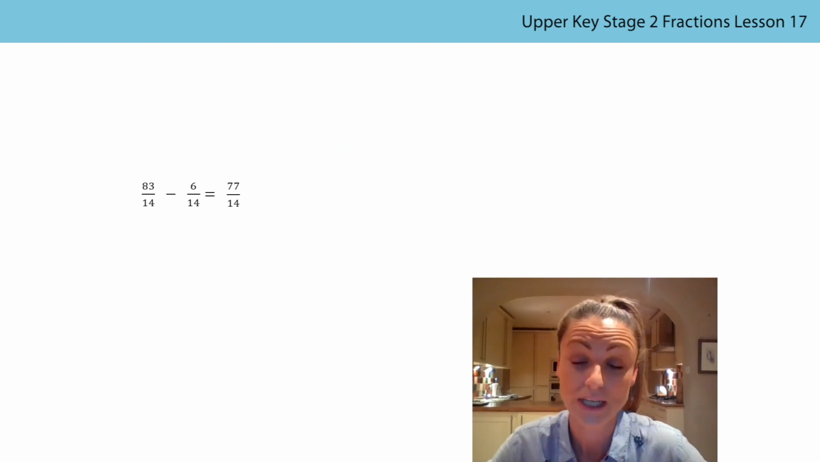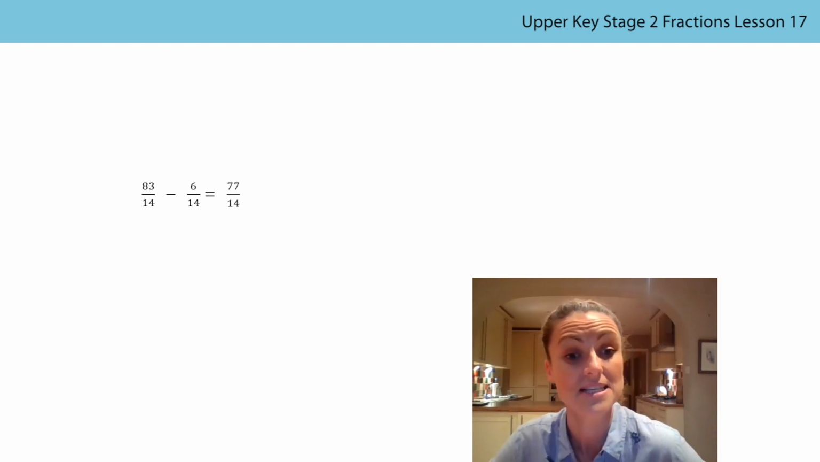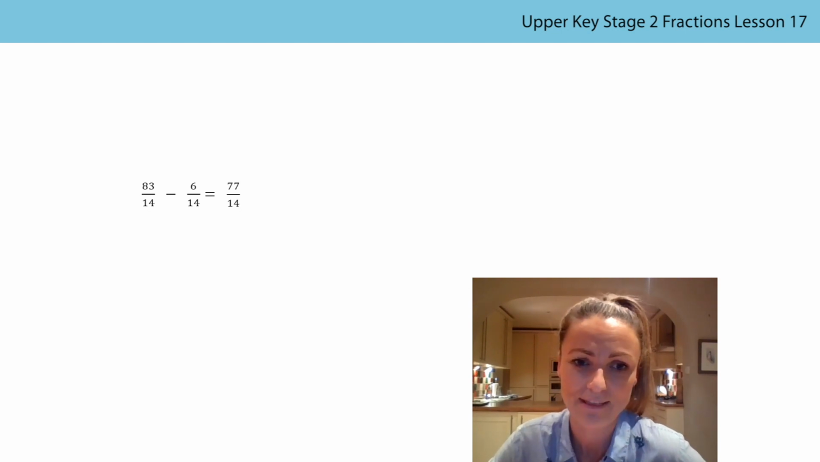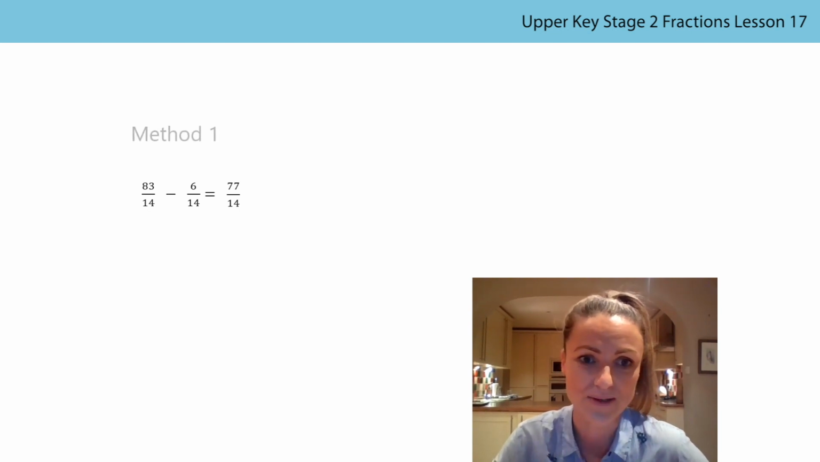So again, we're going to look at a particular calculation and decide which we feel would be the most efficient, the easiest method to use in order to solve and simplify this calculation. So we've got 83/14 subtract 6/14, and that gives us an answer of 77/14. Now straight away I think that I can identify the highest common factor of 77 and 14. Those numbers feel a bit friendlier, and have you spotted it? It's 7. So I'm going to use method 1.